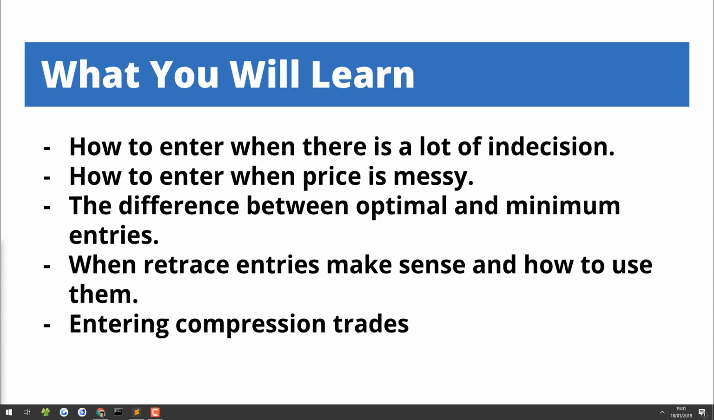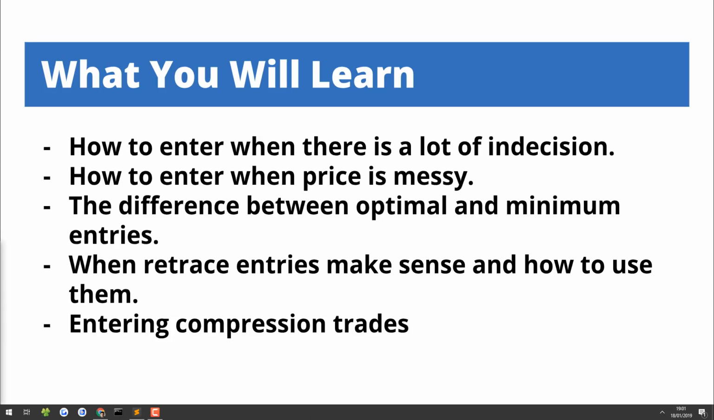So, what are we going to be talking about today? Today, we're going to be talking about how to enter when there is a lot of indecision. What do I mean when there's a lot of indecision? Well, when there's more than one indecision candle. Sometimes you'll look at a reversal setup, let's say, sitting on top of a support area, and there's 4 indecision candles. How do you enter in this case? Well, we'll talk about that today.